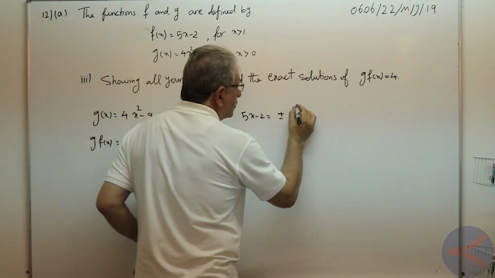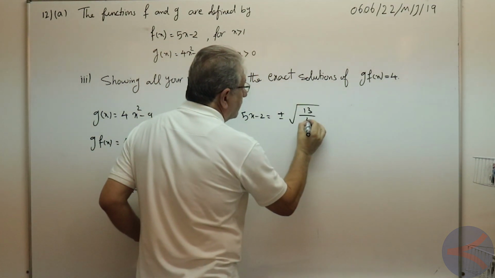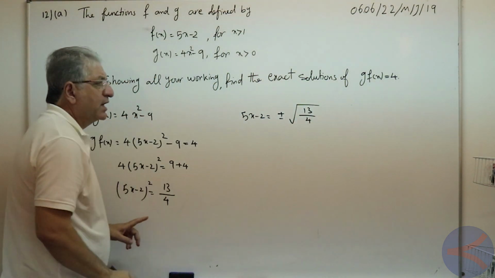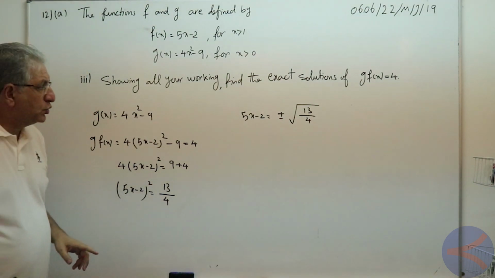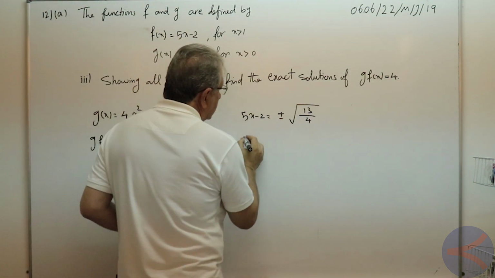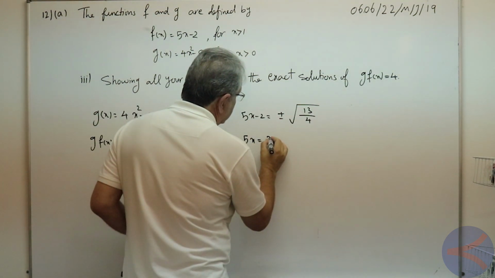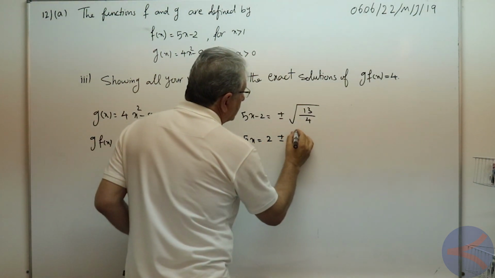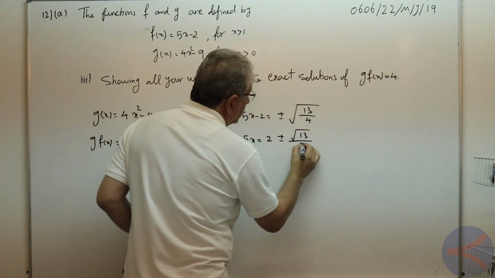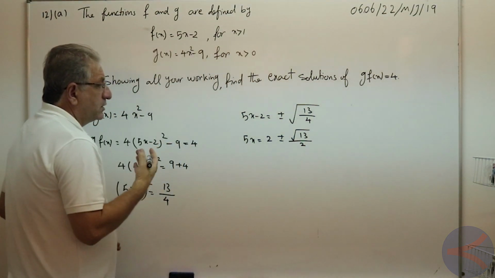Plus or minus the square root of 13 divided by 4. We know that 4 has a square root, 2. Therefore, you can write it. This is 5x. So 2 also I can write that side: 2 plus or minus the square root of 13 divided by 2. Then I can divide by 5.